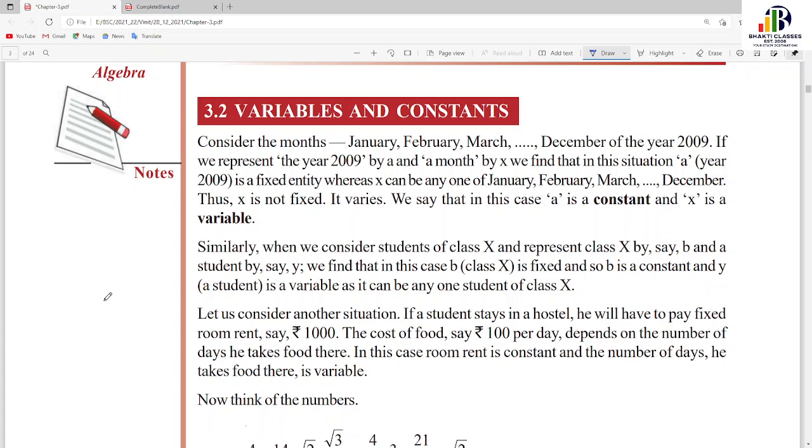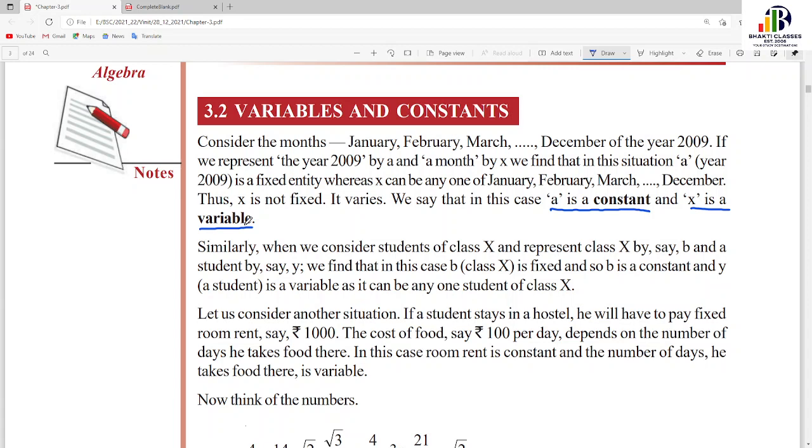We say that in this case a is a constant and x is a variable. The thing which varies, the thing whose value is changing, is known as a variable, and the thing which is constant, whose value is not changing, is called a constant.